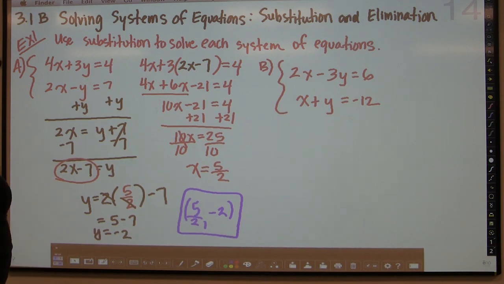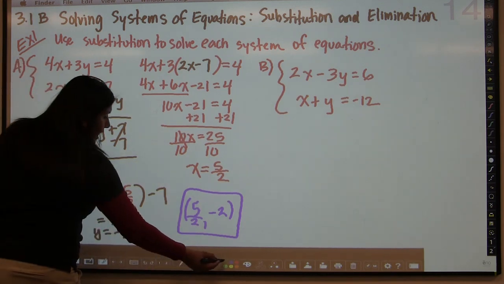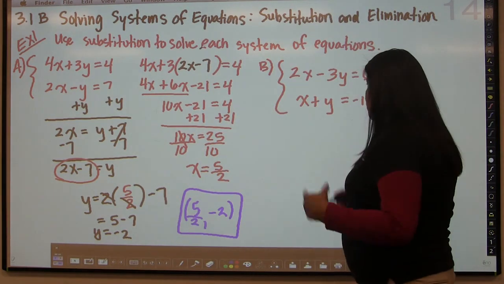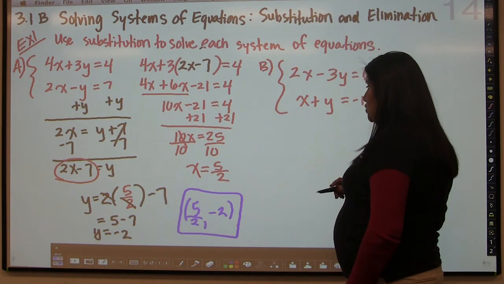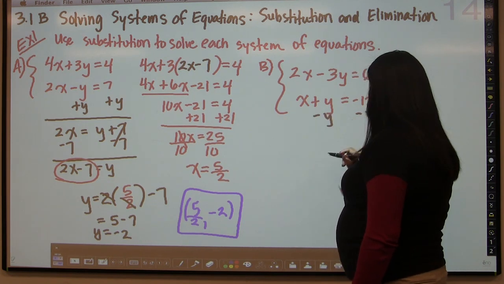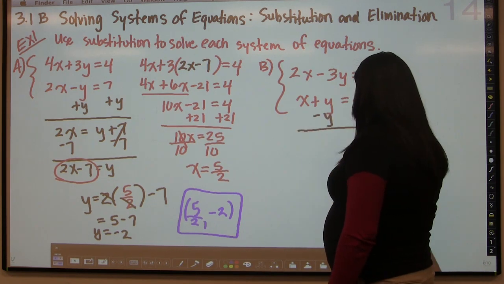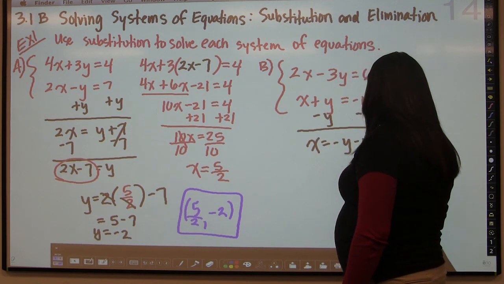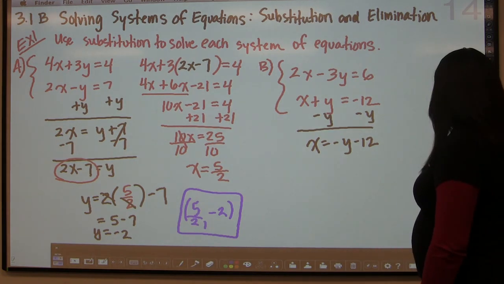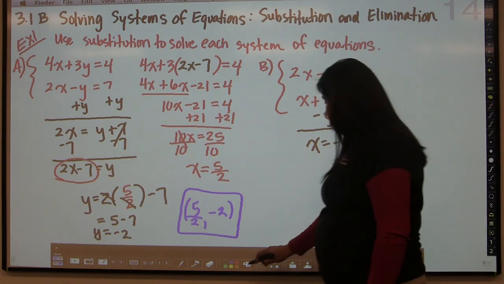So in part B, like I said before, we have the option of choosing x or y as the variable to solve for. And just to be different from the first one, I'm going to go ahead and choose to solve for x. So I am going to subtract y from both sides, and I get that x is equivalent to negative y minus 12.